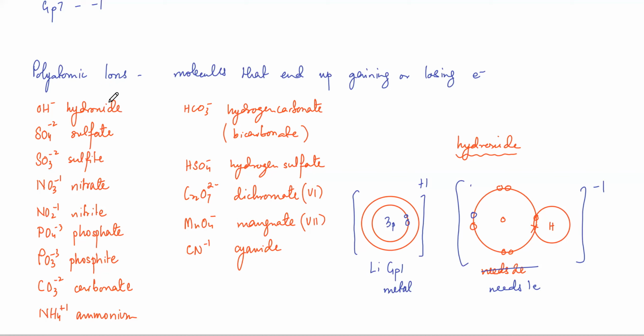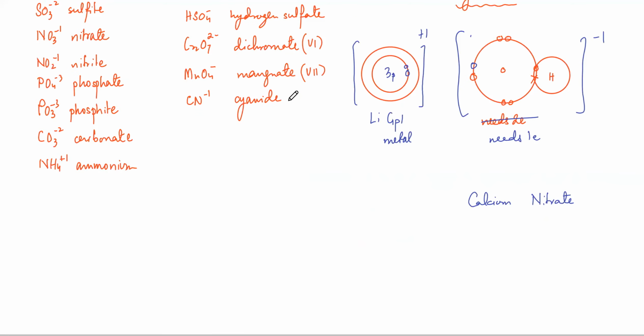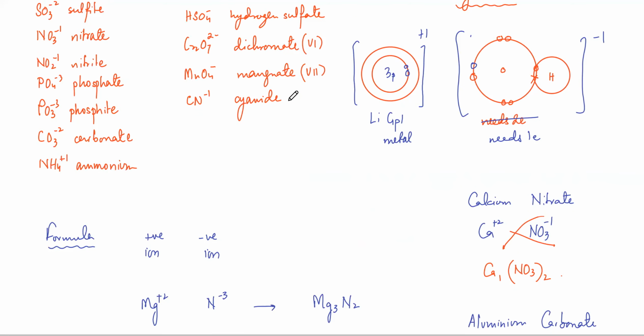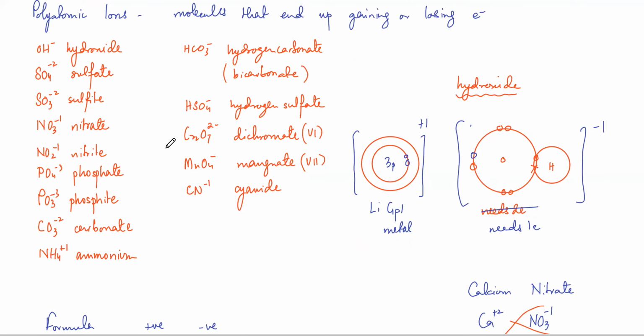Anyways you've got these ions: hydroxide, sulfate, sulfide, nitrate, nitrite, phosphate, phosphide, carbonate, ammonium, hydrogen sulfate. These should be on your fingertips as well. अगर वो कह रहा है कैल्शियम हाइड्रोजन कार्बोनेट का रिएक्शन हो रहा है, you don't have time, it should be on your fingertips. You should know what calcium hydrogen carbonate is, and you should know what the formula is. So if you haven't yet memorized this, you should memorize this.